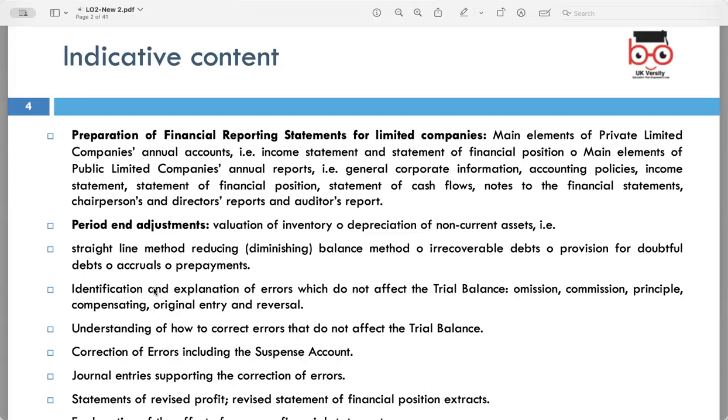Identification and explanation of errors not affecting the trial balance. Again, types of errors: omission, commission, principle, compensation, original entry and reversal. Understanding and correcting these errors, including the use of suspense account, journal entries for the correction of errors, statements of revised profit and revised statement of financial position extracts, how to prepare revised statements reflecting corrected errors.